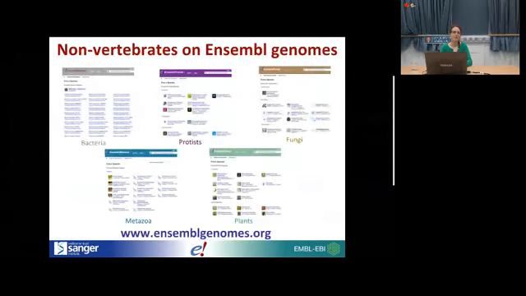If you don't work with vertebrates, if you work with other kinds of species, you might be interested in our sister site, which is ensemblegenomes.org. Works in exactly the same way, but it focuses on different parts of taxonomy. So there are 5 mini-sites. We have bacteria, protists, fungi, metazoa, and plants, which are all available.